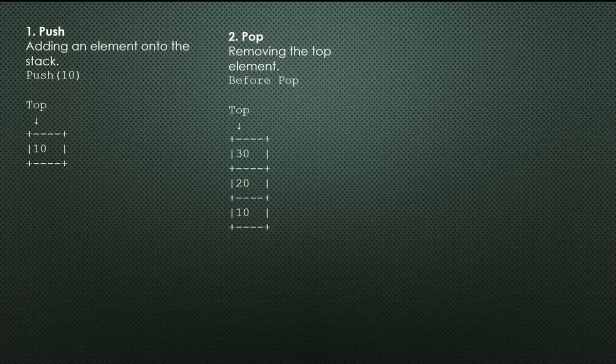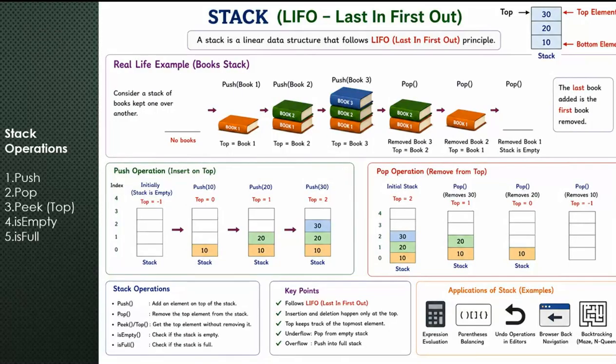Before pop, the structure of the stack is 10, 20, 30, where the topmost element is 30. After pop, the topmost element gets removed. So now the stack becomes 10 and 20, and the topmost element now is 20. So push and pop are very basic operations in a stack, where push is inserting an element into the stack and pop is removing an element from the stack.